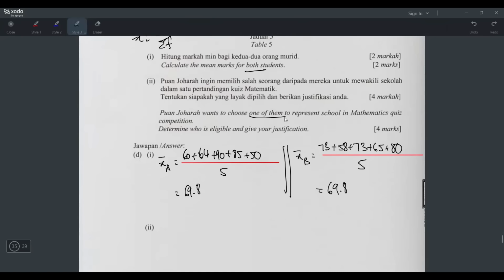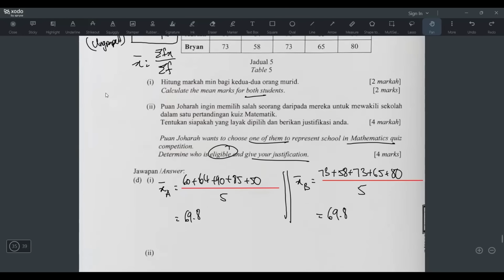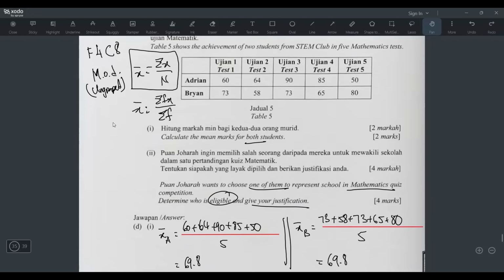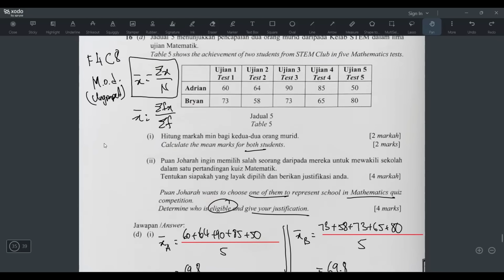Now question 2. Puan Johara wants to choose one of them to represent the school in a mathematics quiz. Determine who is eligible and give your justification. This question does come out quite often in exams. They always give you two people's data and then ask you to choose one of them. And you will always choose the one with the smaller standard deviation, because a smaller standard deviation means it's more consistent. So you find the standard deviation. Because when you choose someone to enter a competition, you want them to perform consistently.